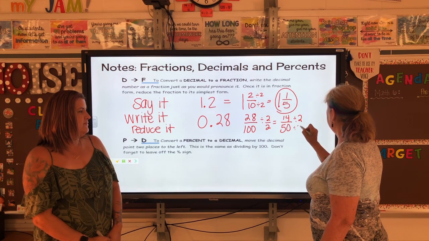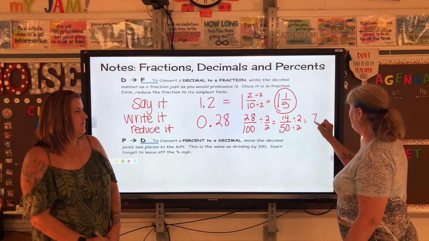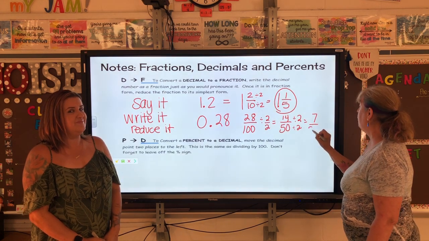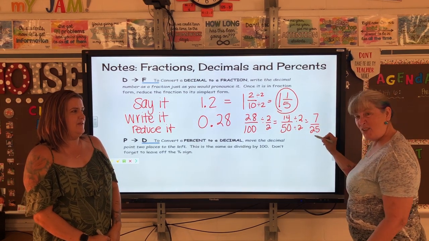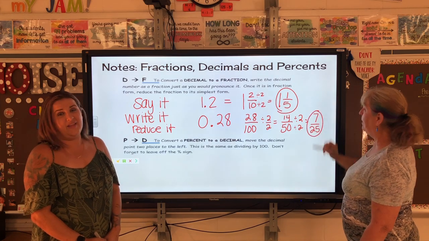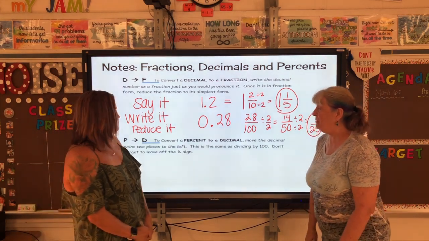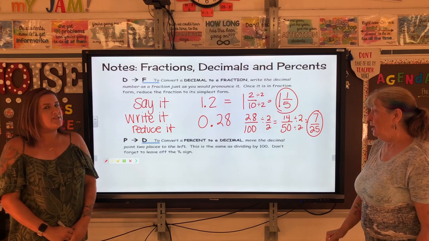Divide by 2. Half of 14 is 7. Half of 50 is 25. 7 doesn't go evenly into 25. Bam. 7, that's a prime number, so done. All right, let's look at percent to decimal.